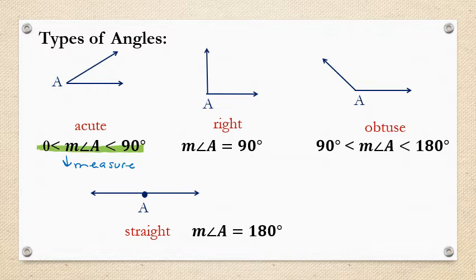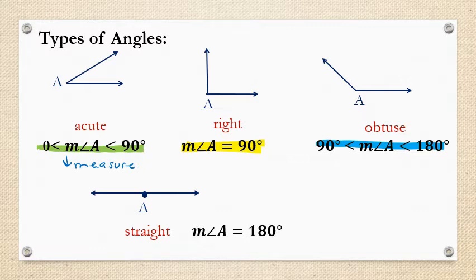Right angles, you guys are all super familiar with. So if we have a right angle, those right angles equal 90 degrees. They are exactly 90 degrees every single time. Obtuse angles have a measure between 90 and 180 degrees.